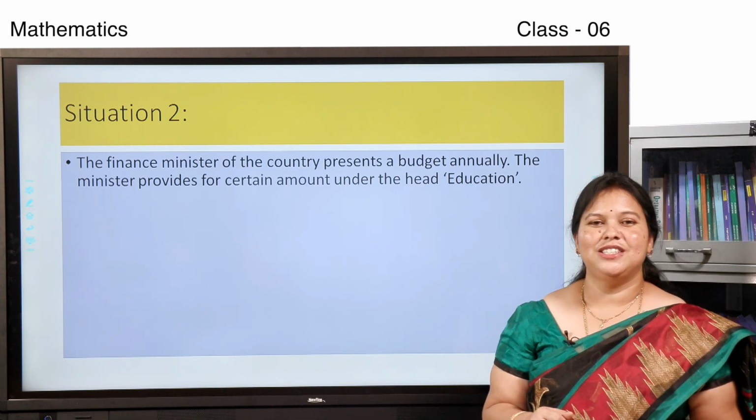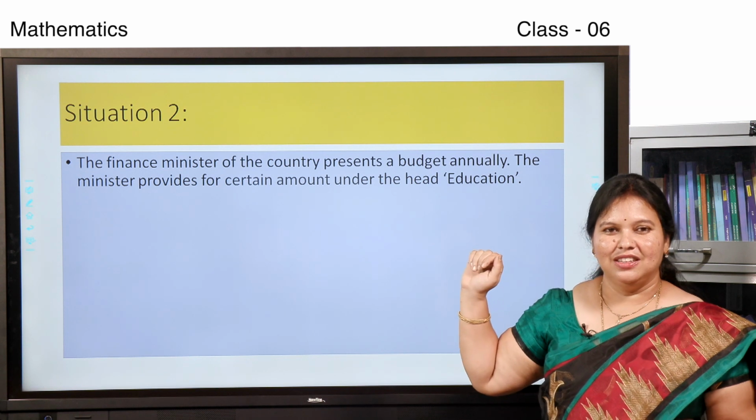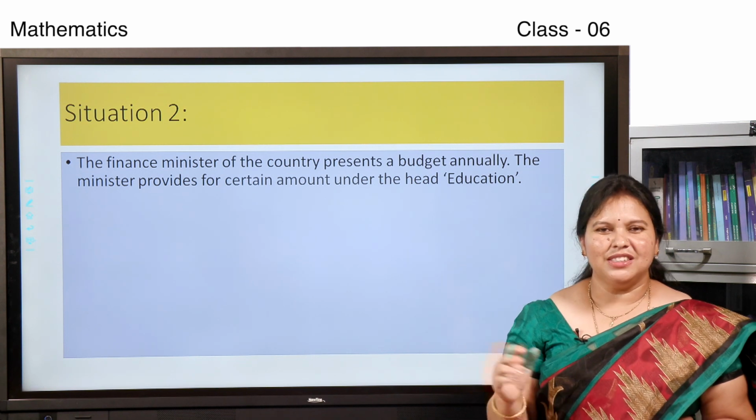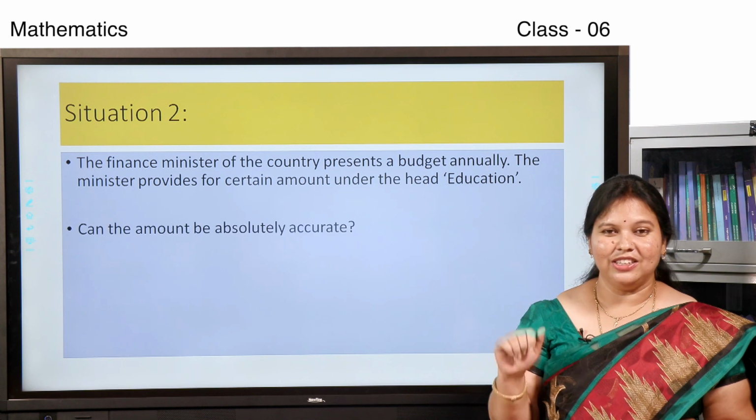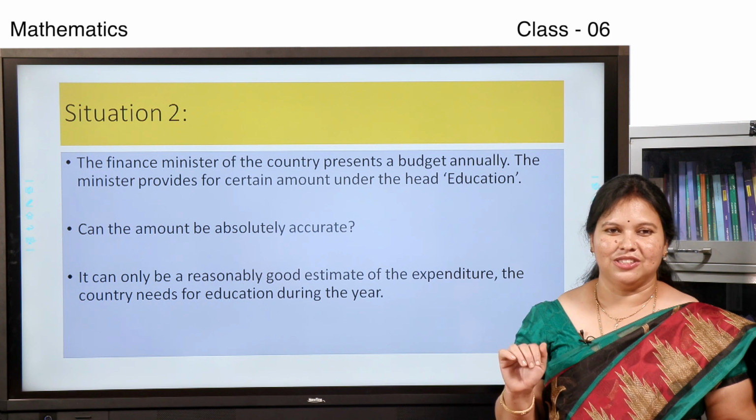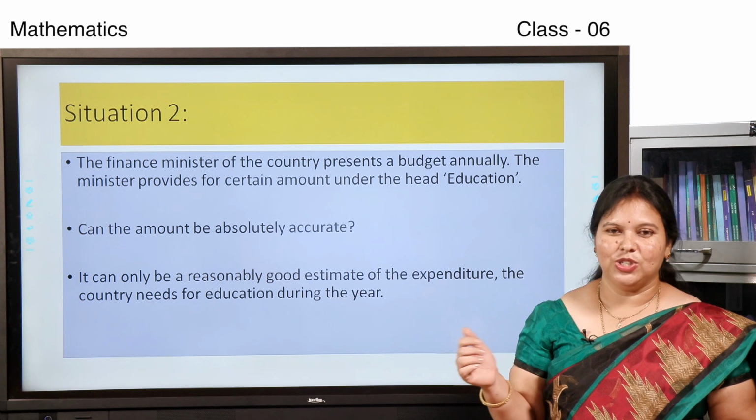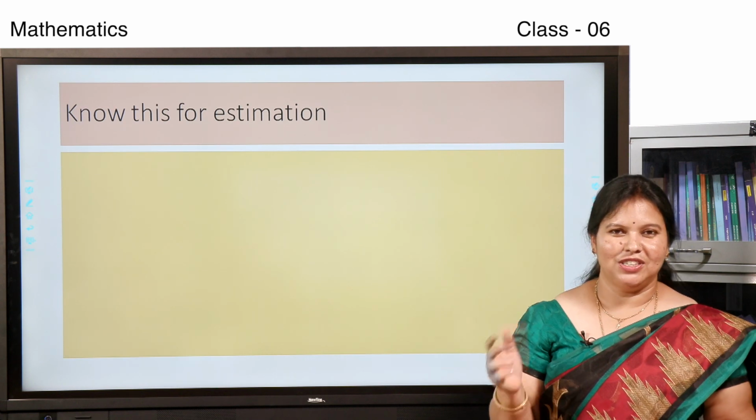The finance minister of the country presents a budget annually. The minister provides for certain amount under the head education. Can the amount be absolutely accurate? It can only be a reasonably good estimate of the expenditure the country needs for education during the year. Yes, children, you should know this for estimation.